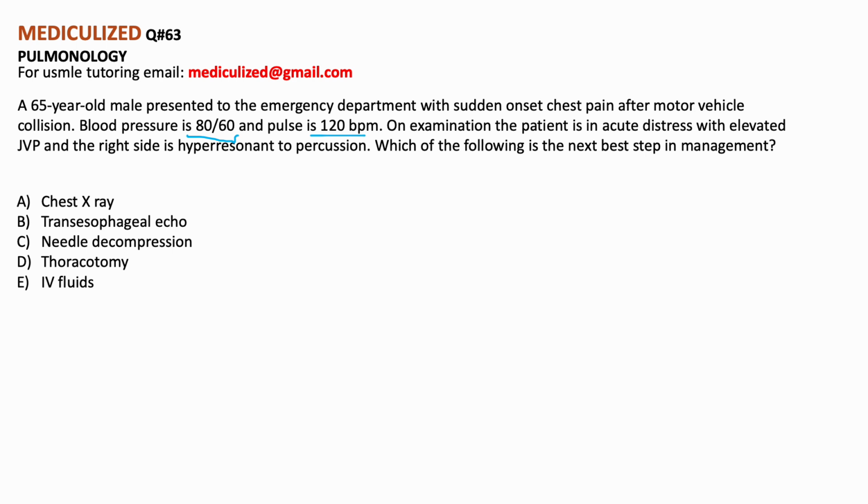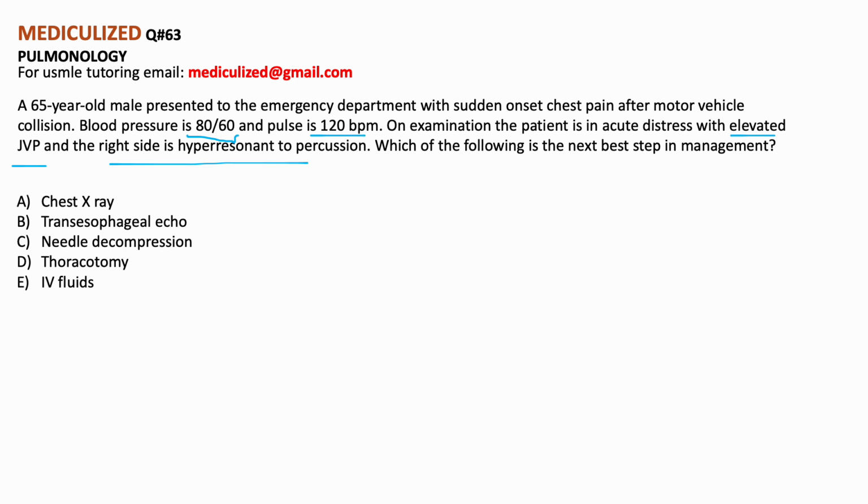So on examination, the patient is in acute distress with elevated JVP, and the right side is hyperresonant to percussion. So this is tension pneumothorax, an easy scenario. Now, the reason this question is high yield is the similarity with the cardiac tamponade scenario. So here, elevated JVP, hypotension, and the third thing is the muffled heart sound. These three are actually Beck's triad of the cardiac tamponade.